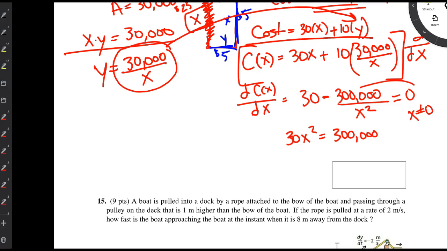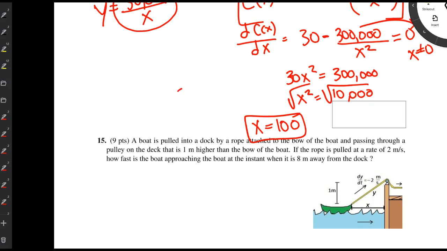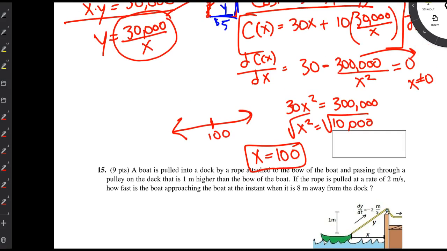If I move this to this side, cross multiply, whatever you want to say there, I get x squared equals 10,000. So I take the square root of that, and I get x equals plus or minus, but we're talking about a distance, so it's going to be 100. So x equals 100 is my critical point, right? If I go to plug that into my derivative, the slope, right? So this is the cost function, the derivative.